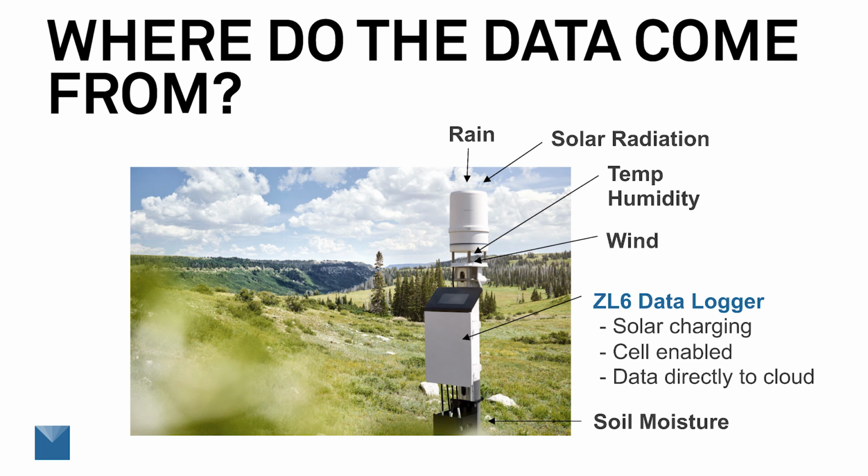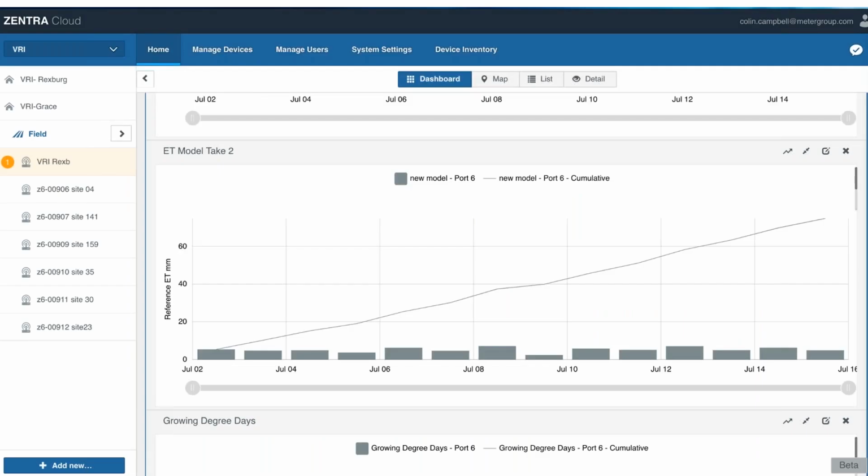Now, the companion to the logger we call ZENTRA Cloud. This is the software that runs on your computer or your mobile device. It organizes and keeps track of the data from all of the fields and locations that you have, does all the needed analysis, and displays the data and information that you need. Here we show just the daily and the cumulative reference evapotranspiration that's calculated from the microenvironment monitor sensors.